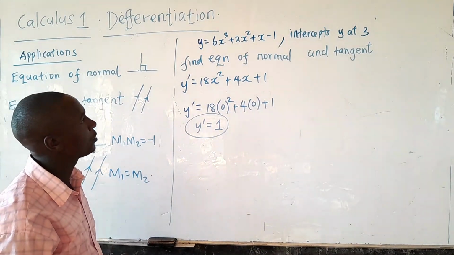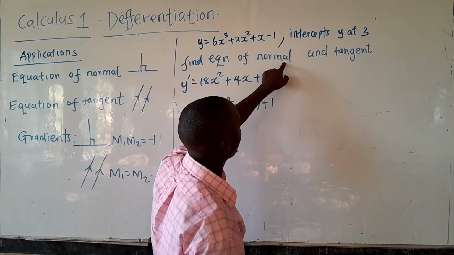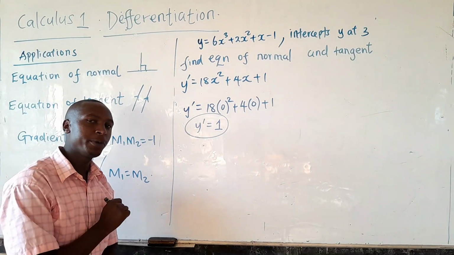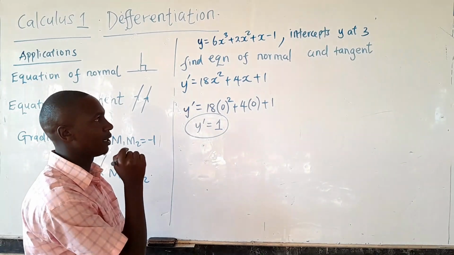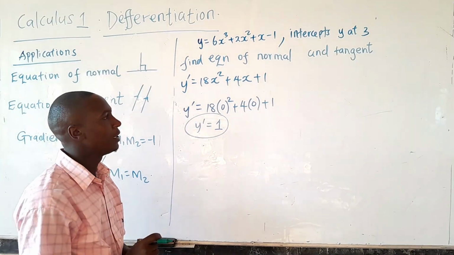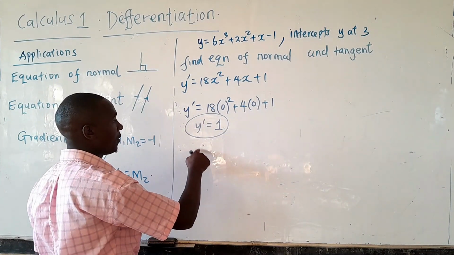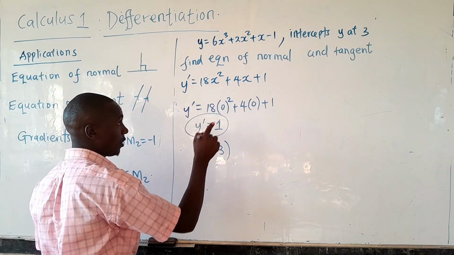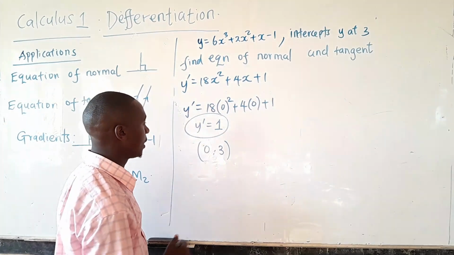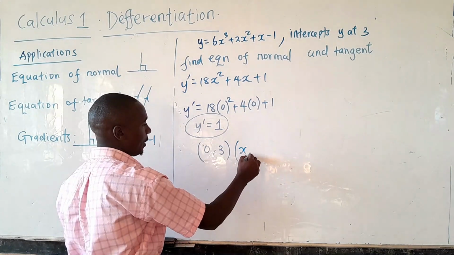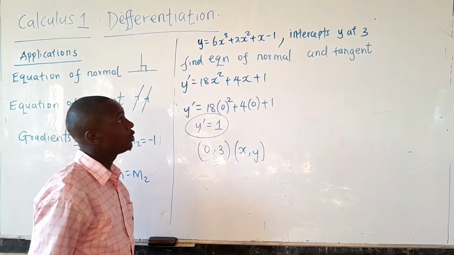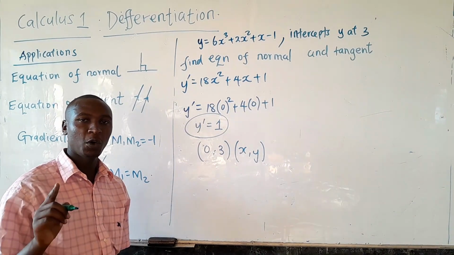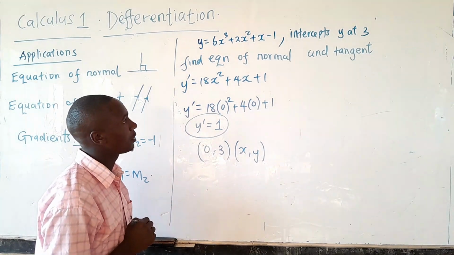So the first thing we are supposed to do is to find the equation of the normal. To find the equation of the normal, the first thing we should have is a point. And of course, we know the point because we have the value of x at that point, which is 0, and the value of y at that point is 3, so (0, 3), and of course we need to find the gradient of our curve at that point.